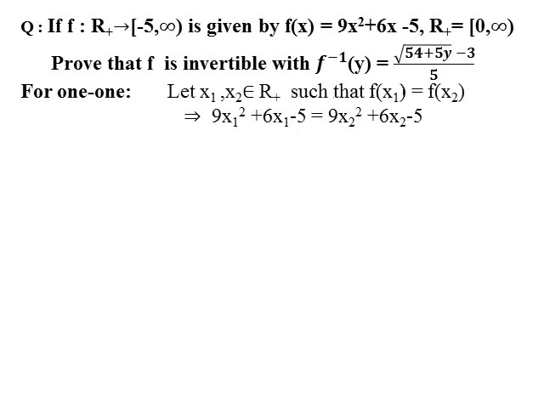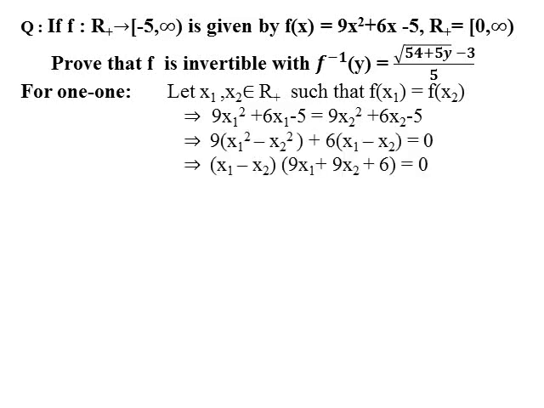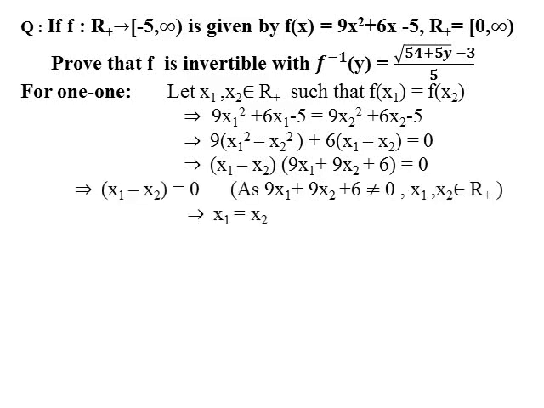For one-one, let x1, x2 belong to R plus such that f(x1) equals f(x2). It implies that 9x1 square plus 6x1 minus 5 equals 9x2 square plus 6x2 minus 5. Combining the terms, we get 9 times (x1 square minus x2 square) plus 6 times (x1 minus x2) equals 0, which can be written as (x1 minus x2) into (9x1 plus 9x2 plus 6) equals 0. As 9x1 plus 9x2 plus 6 can't be equal to 0, we get x1 minus x2 equals 0. It implies that x1 equals x2. Therefore, f(x) is one-one.